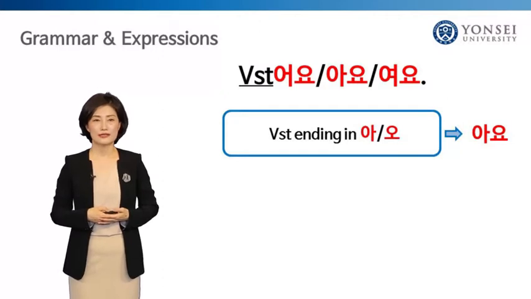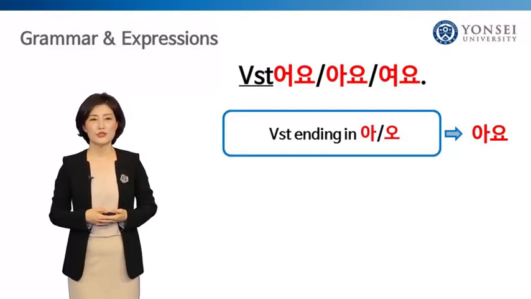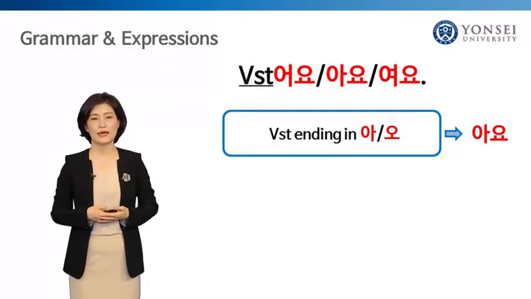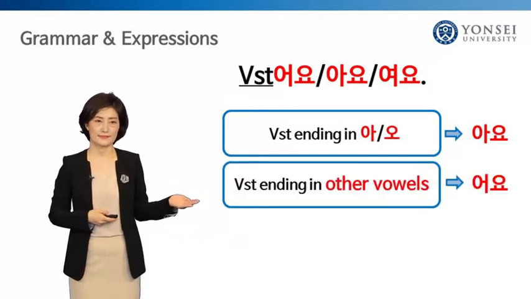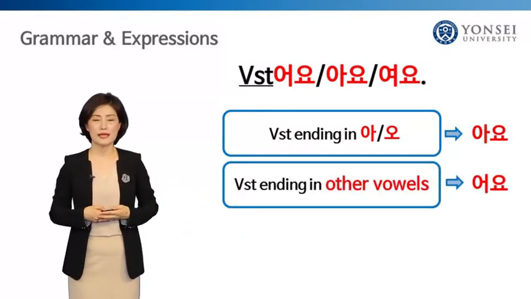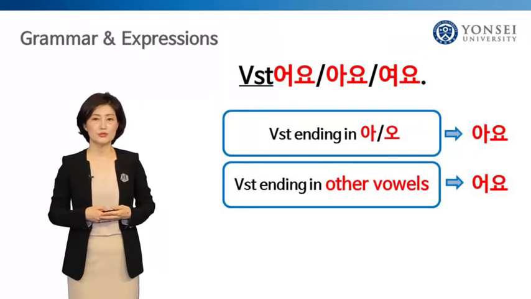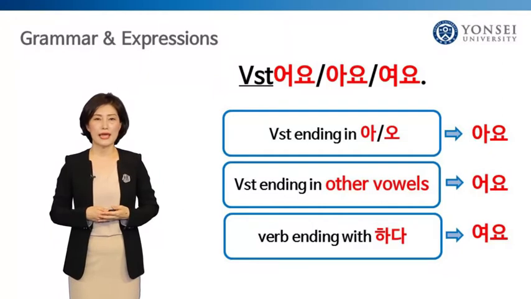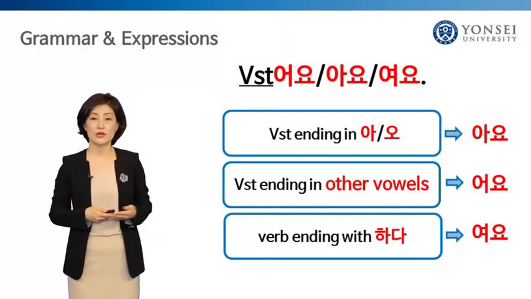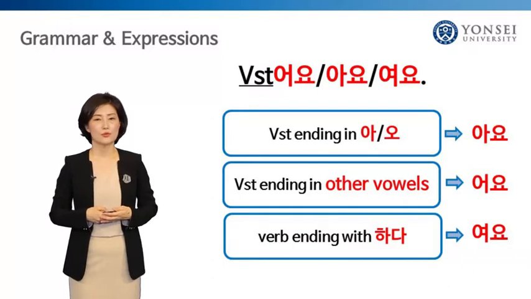Now, let's look at how verbs are conjugated using 어요, 아요, and 여요. When the verb stem ends in 아 or 오, use 아요. When the verb stem ends in other vowels, use 어요. And when the verb ends with 하다, use 여요. Now, let's look at the examples one by one.